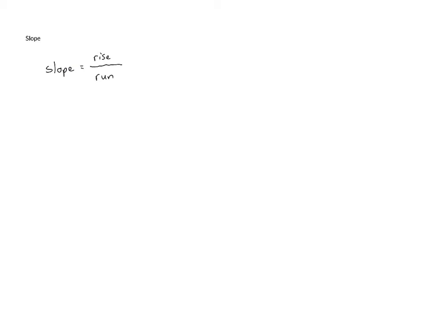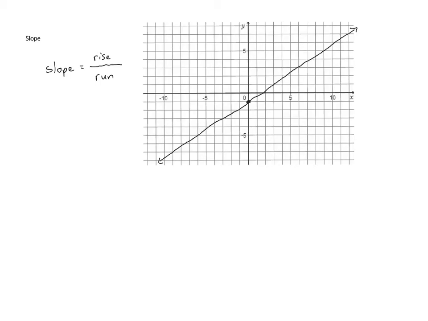So let's take a look at a line and calculate its slope. All right, so here is a line. We want to figure out the slope. What we need to do is pick 2 points on that line. So I'm going to pick this point right here, and then I'm going to pick this point. Basically, it's going to be easiest if we pick points that fit on the grid lines.